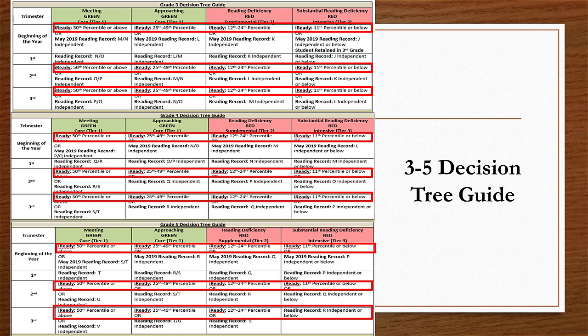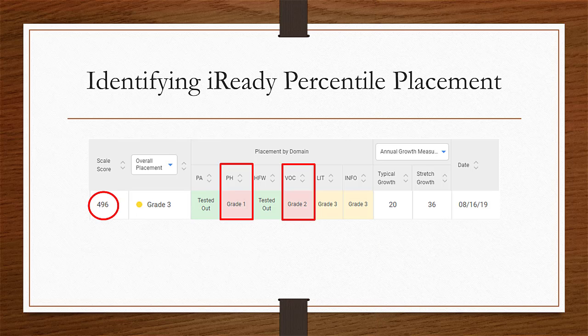Same decision tree guides are used for 3 through 5. What's important to note is that regardless of what grade level, with the exception of kindergarten, the percentile ranges do not change from grade to grade or between trimesters. Let's take a look at a student's current 4th grade Fall iReady diagnostic score and determine what type of reading intervention they will need to receive.